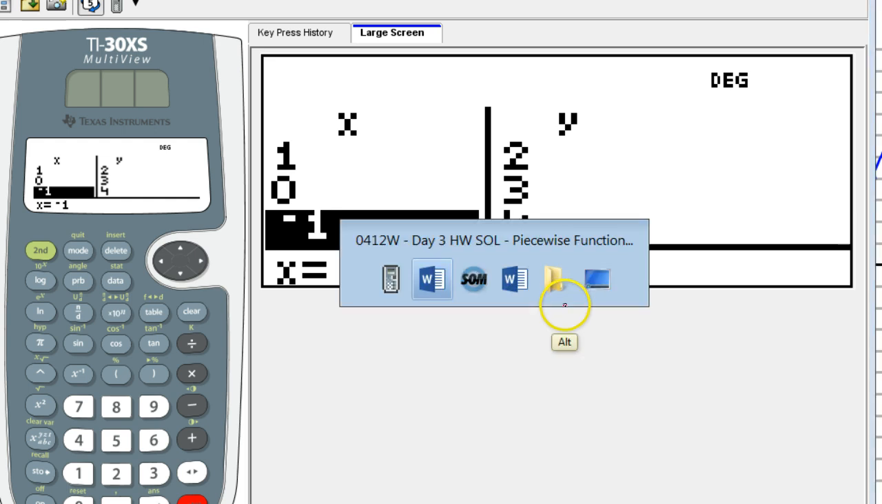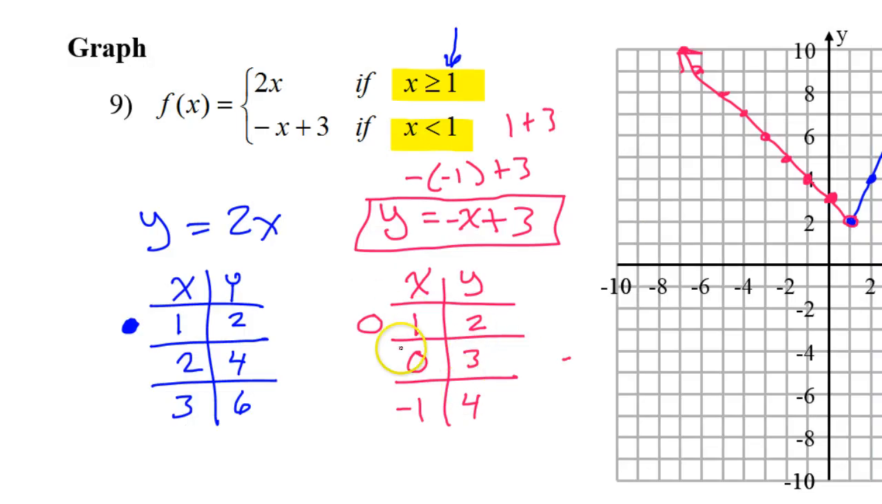So if you're having any trouble doing this by hand, the way I am, if you need to, use your calculator. All right, let's practice this again on the next video.